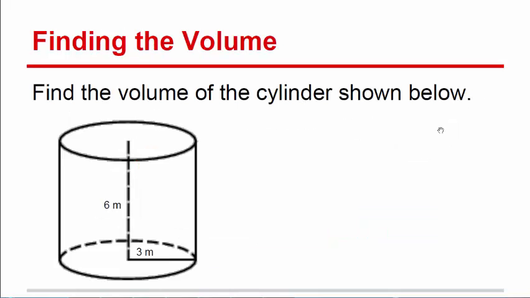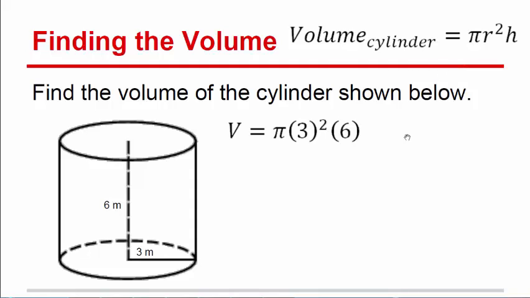Now, let's look at this particular example. Find the volume of the cylinder shown below. Well, you can notice that we have a height of 6 meters and a radius of 3 meters. And looking at the formula, volume of a cylinder is pi r squared h. So we need the radius and the height. With that, we can substitute 3 for the radius and 6 for the height.